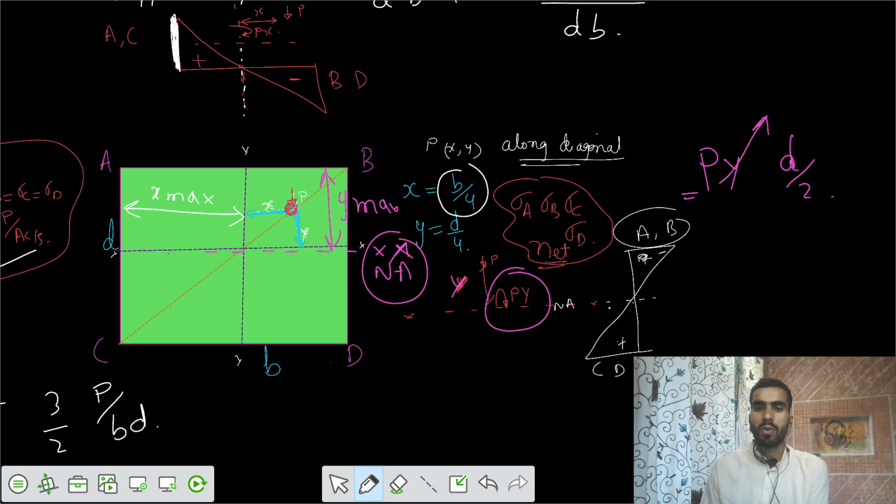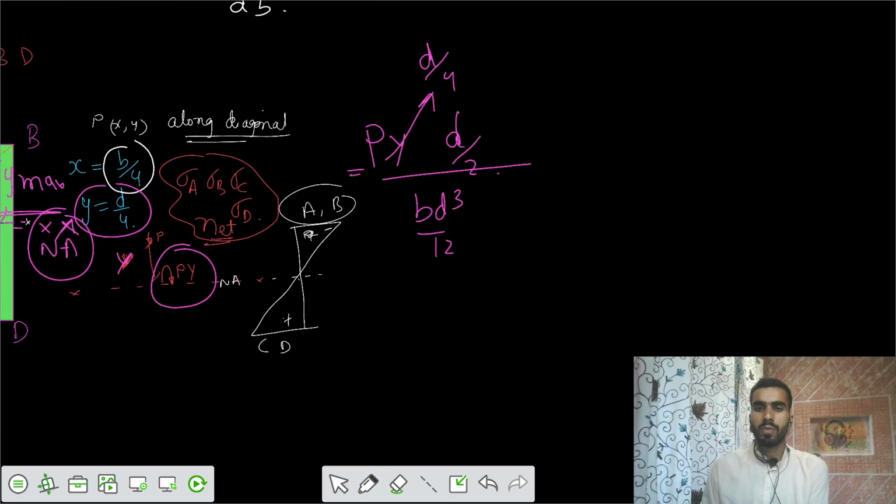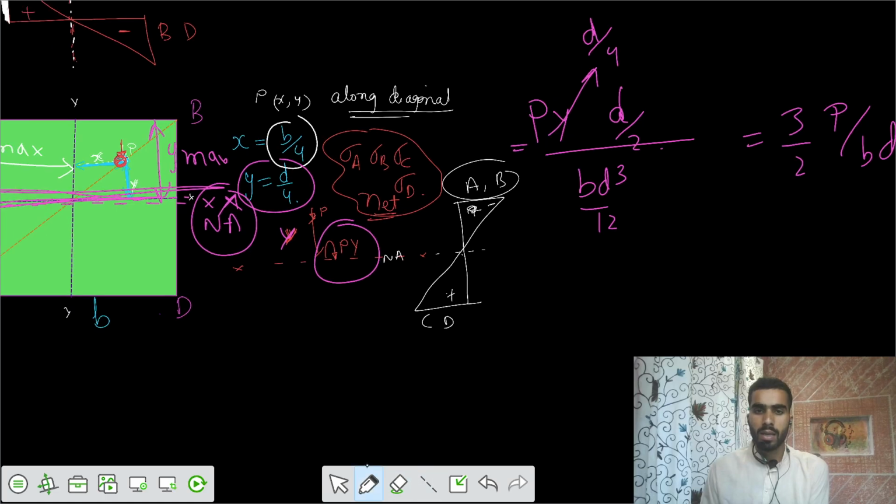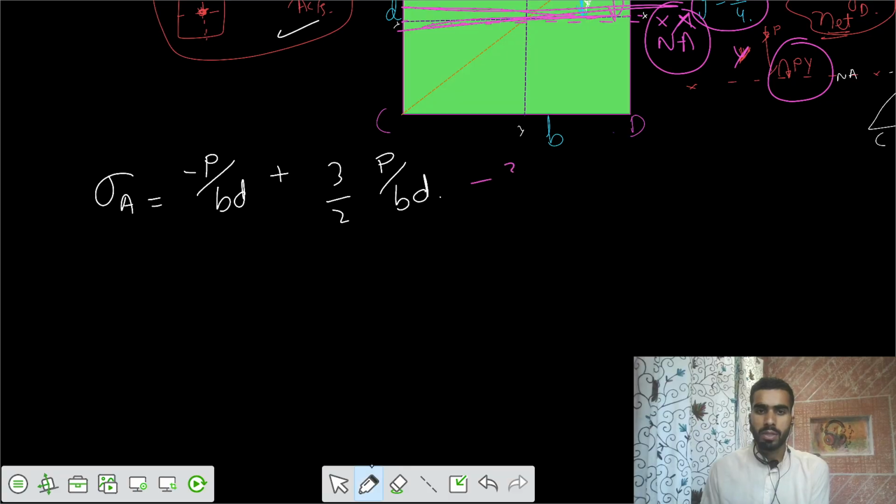If you substitute the value of y, that is d by 2, and divide by the INA about this x-axis, that is bd cubed by 12, this value is also equal to 3 by 2 of P by bd. But if you are talking about point A, that is compressive, minus 3 by 2 of P by bd. So the net value is minus P by bd, you got the stress at A.